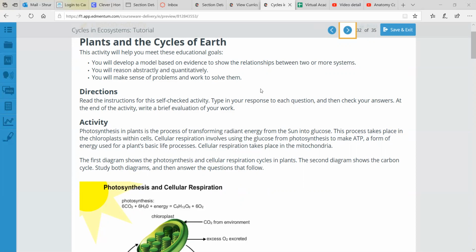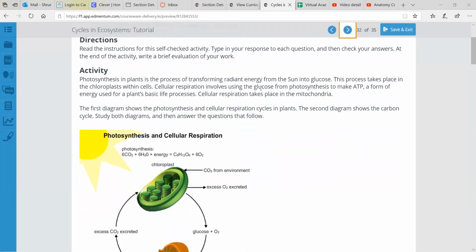But here we're given an activity focusing on photosynthesis. Photosynthesis in plants is the process of transforming radiant energy from the sun into glucose. This process takes place in the chloroplasts within cells. Cellular respiration involves using glucose from photosynthesis to make ATP, which is a form of energy used for plants' basic life processes. Cellular respiration takes place in mitochondria.